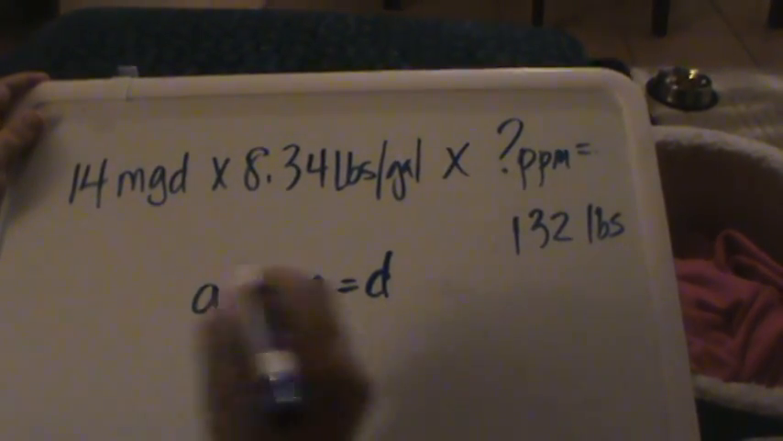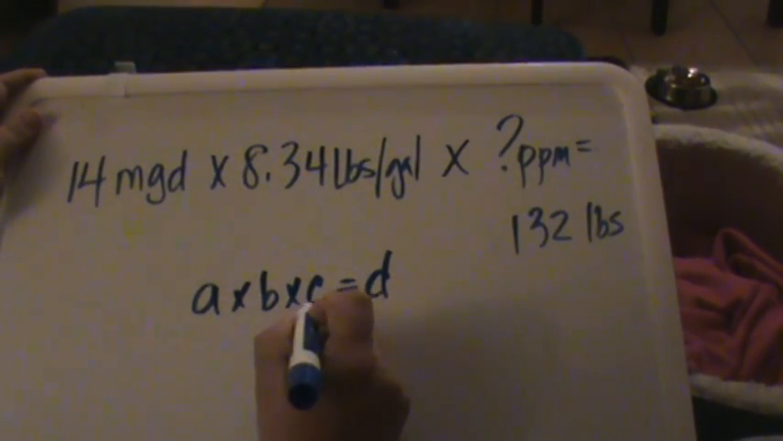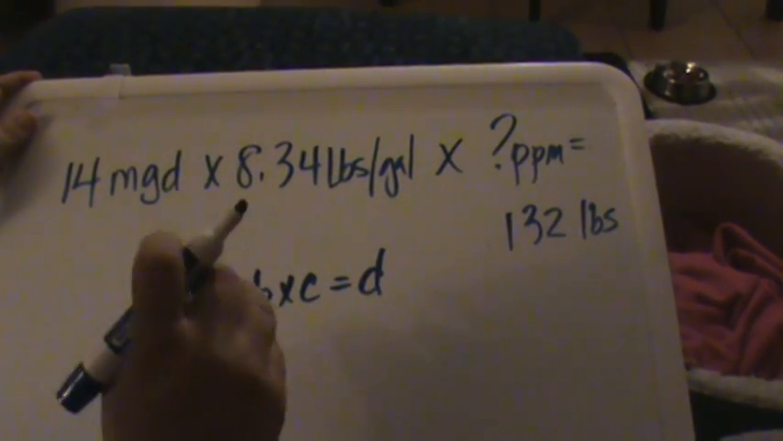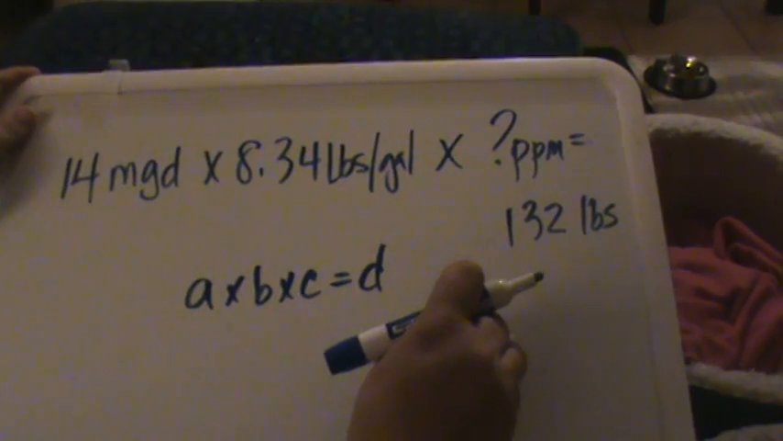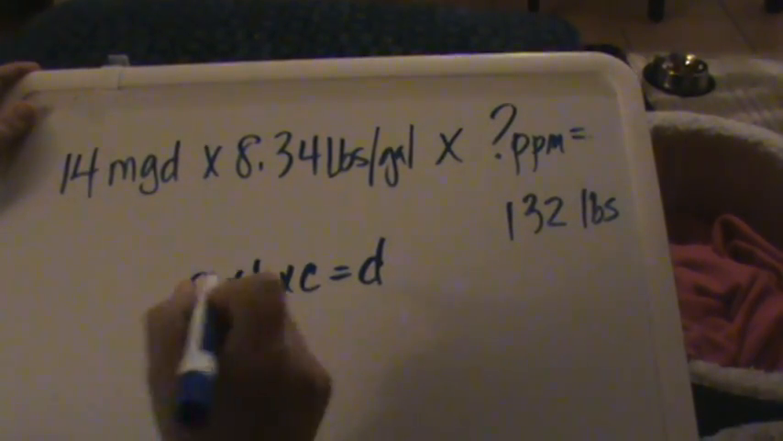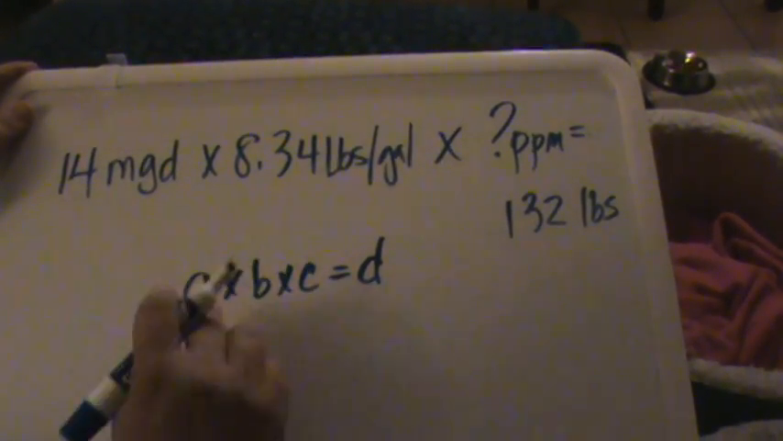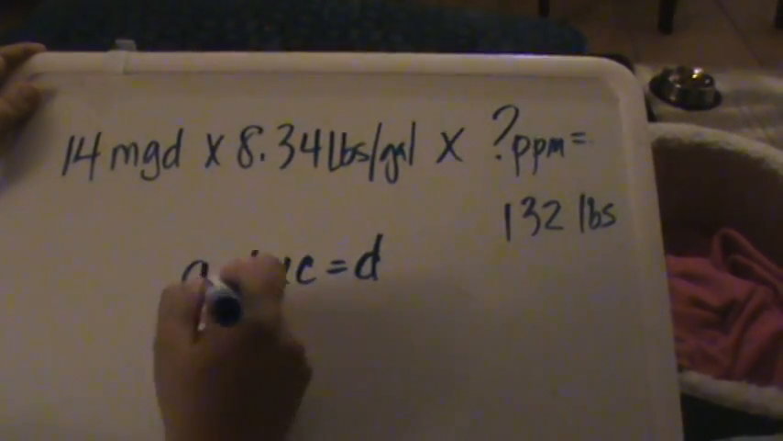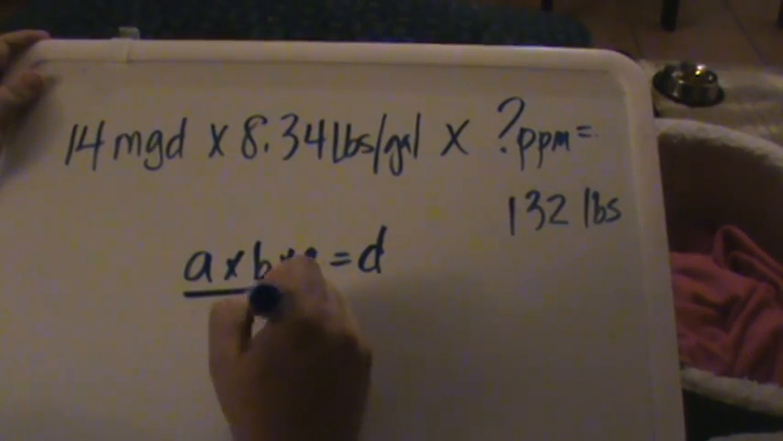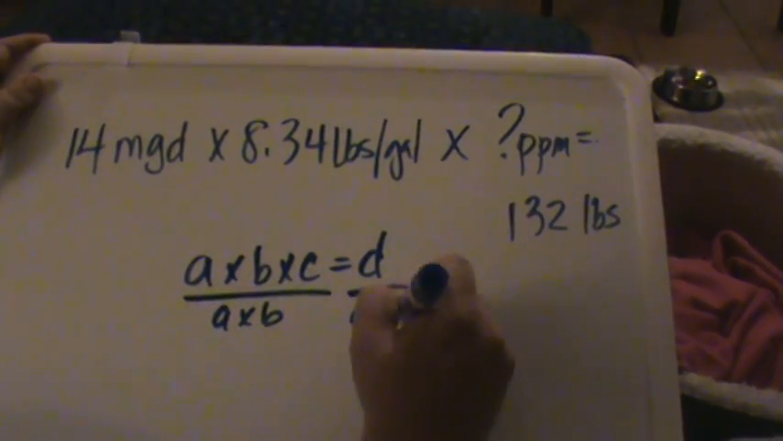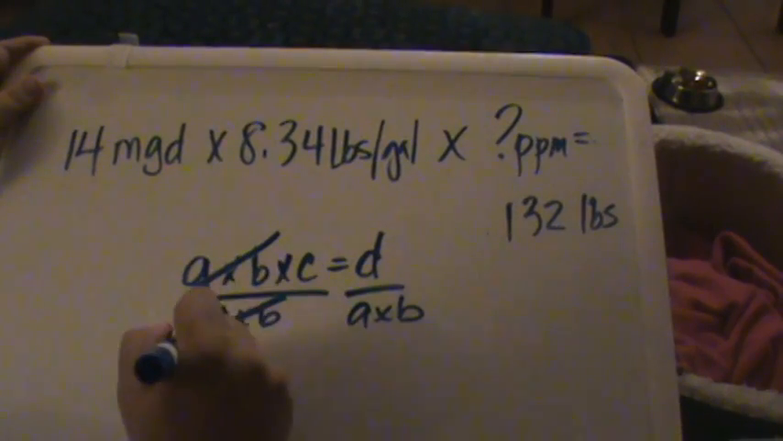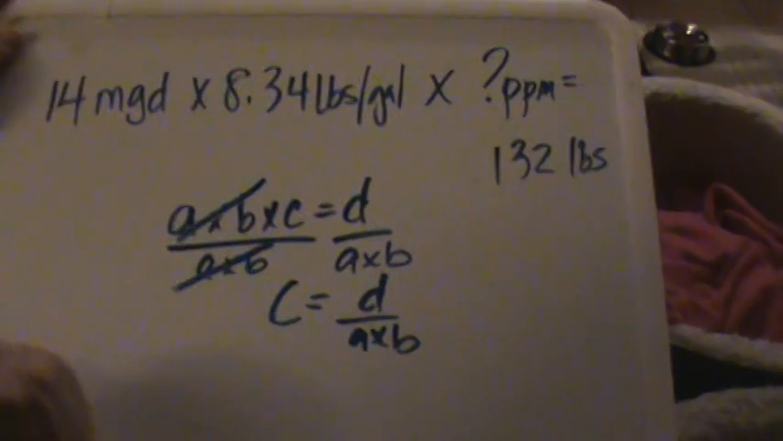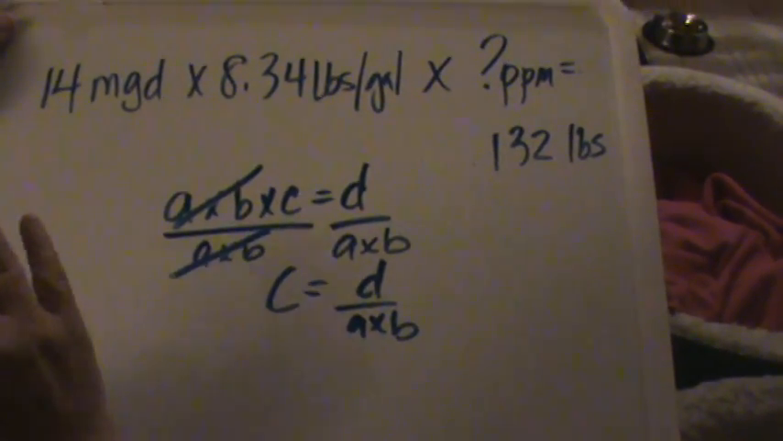Okay, so in geometry, if we take A times B times C, and that gives us D, well, we can solve, if we don't have the answer, if we have A, B, and D, we can solve for C. So all we have to do is, if you do something to this side of the equals and you do it to this side of the equals, it's neutral. So it doesn't matter. If you have multiplication over here, if you divide on both sides, you get the answer. So if I take A times B and divide by A times B, then my AB here cancels, and that leaves me with C equals D over A times B.